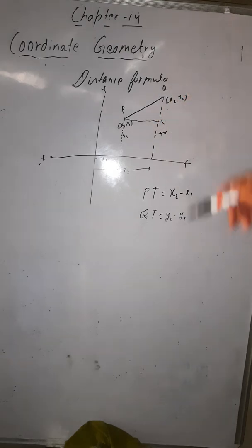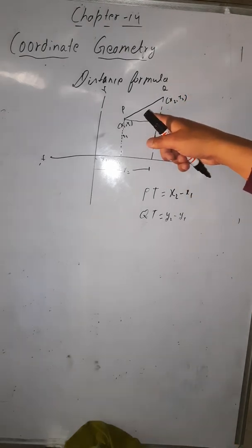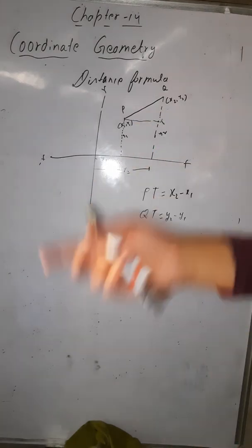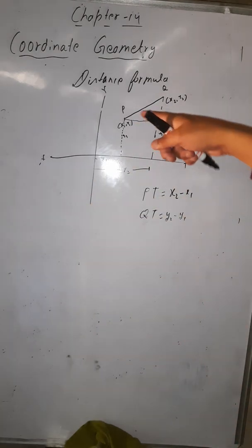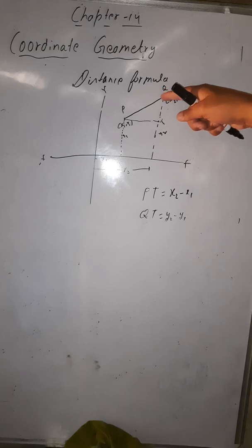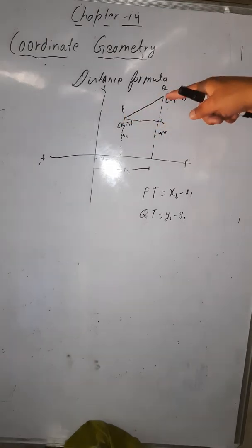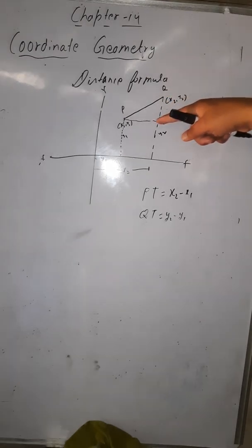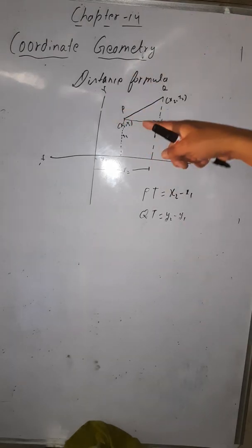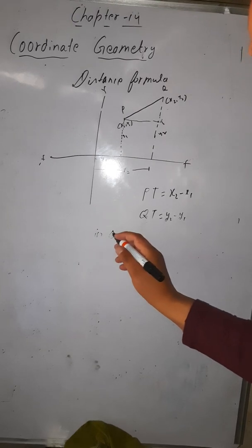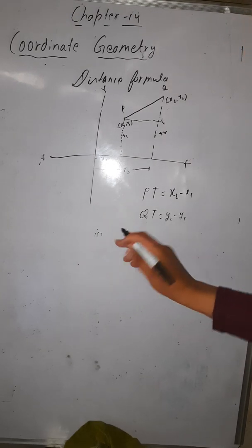So now we have got PT, we have got QT. Can we find out PQ? Yes, this is a right angle triangle. So in a right angle triangle we can use the Pythagoras theorem. The Pythagoras theorem says that the square of the hypotenuse is equal to the square of the perpendicular plus the square of the base. This is the right angle triangle, right? So now we can write here in triangle. Which triangle is this?